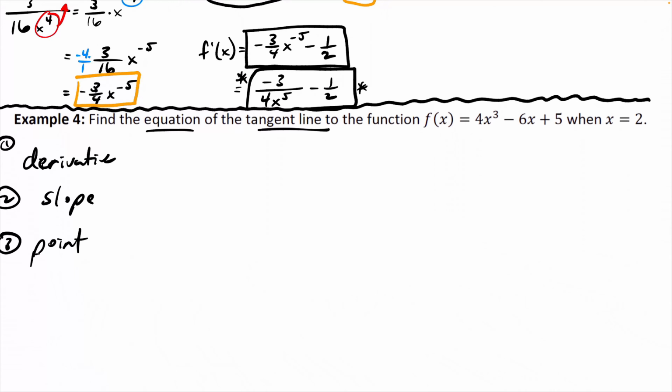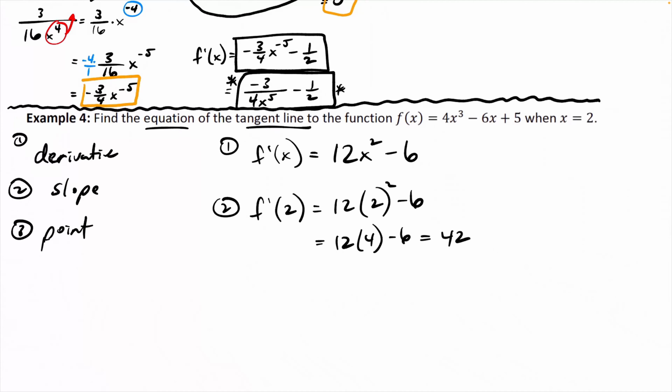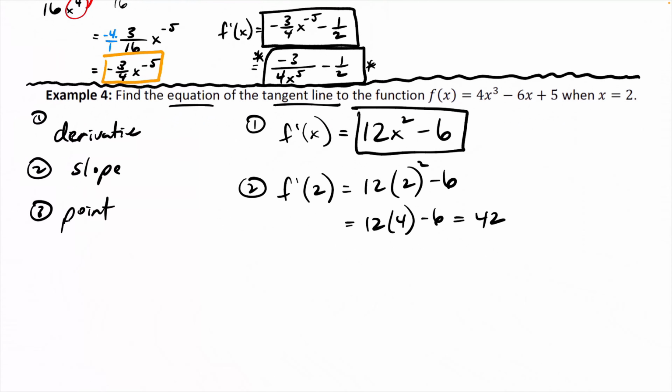Plug it into the original or plug it into the derivative? Derivative. Twelve times 4 minus 6. 48 minus 6 is 42. There's my slope. Yeah, it's rising pretty fast. And then last one, point. I need a point. I have half of it, don't I? I know x is 2. How do I find y?